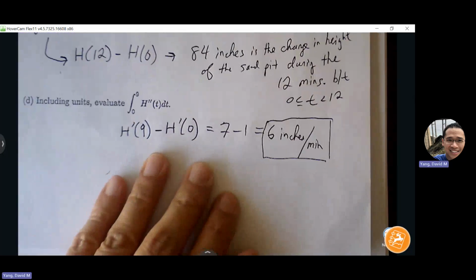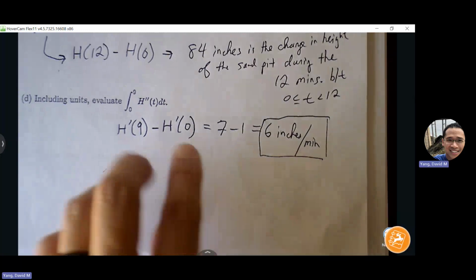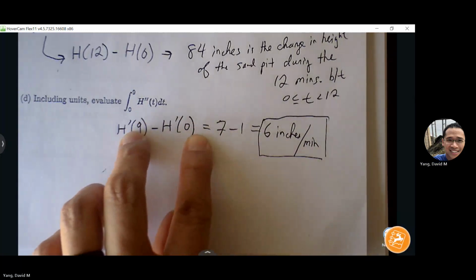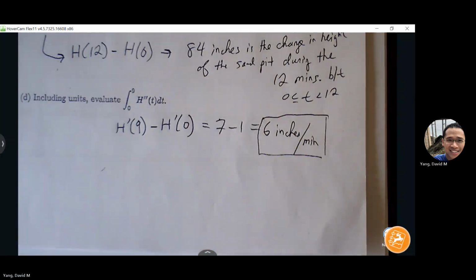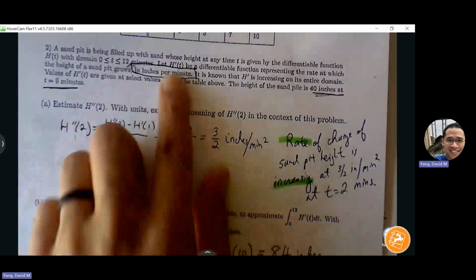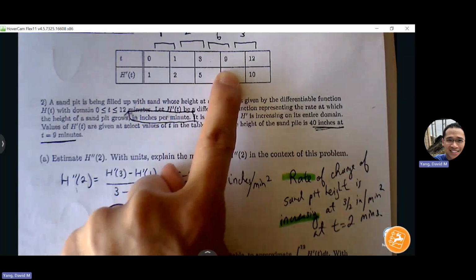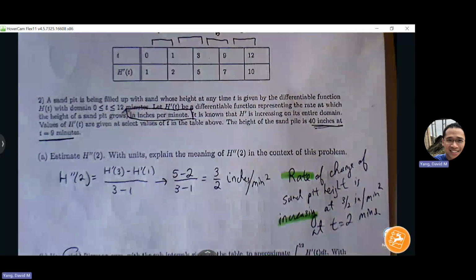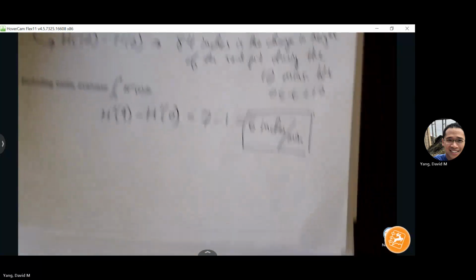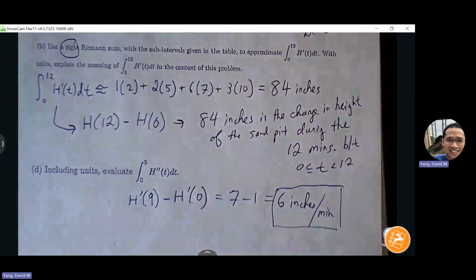So it's not asking for the interpretation, but we can say that what this means is that between 0 and 9, the rate of sand being added is going to increase by 6 inches per minute. Because it started off at 1 inch per minute and it goes up to 7 inches per minute. So over that time period, it has risen 6 inches per minute. Okay, good. Next page.